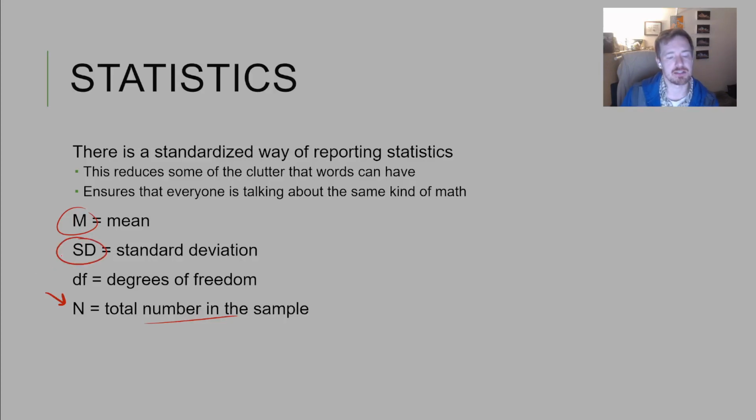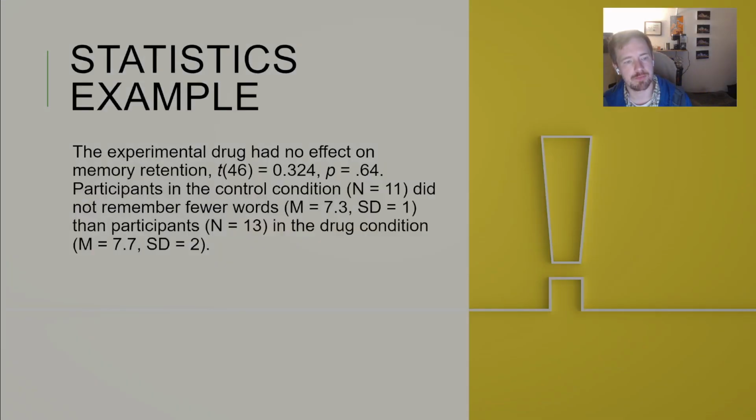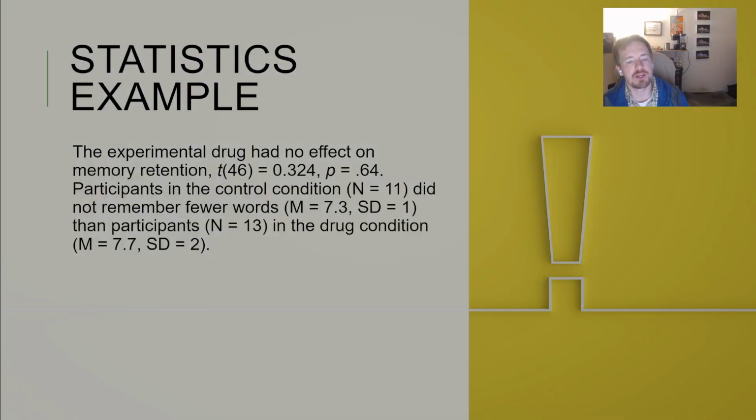The SD is the standard deviation, which is a measurement of variability. The degrees of freedom is a measurement that is used in statistical tests. The r is the Pearson correlation coefficient, and there are different letters that stand in for different tests. You'll learn about that again next semester when you take stats for psychologists, and you'll also learn a little more about it in the next chapter when we talk about different kinds of stats. So here is an example.